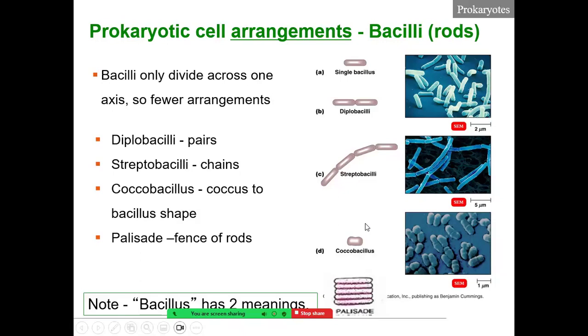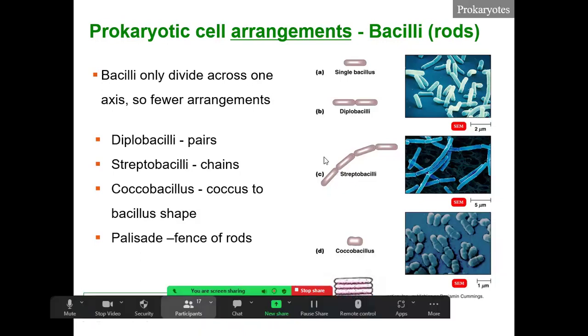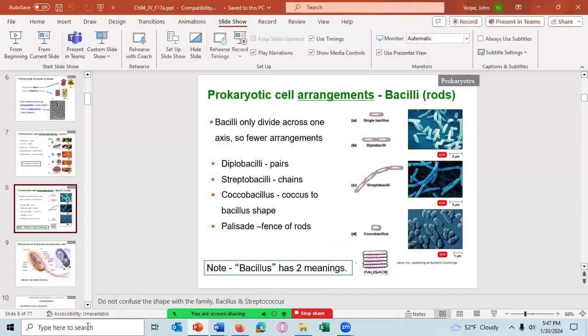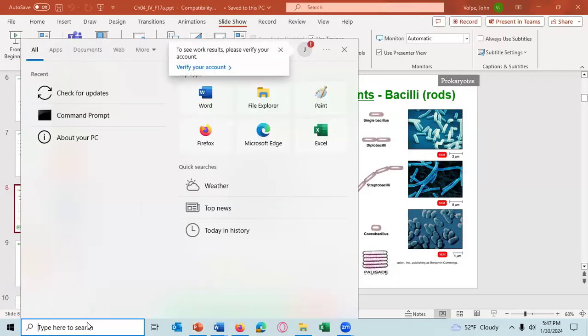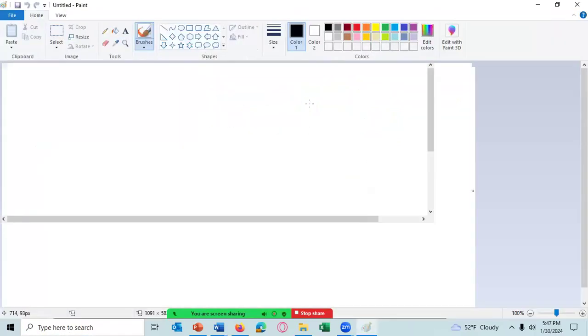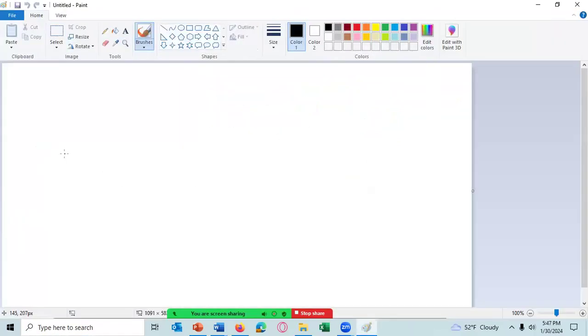The other arrangement is when the bacilli are not connected on the tips, but on the long edge. And this we call a palisade. And that's because if you flip that lengthwise, let me see if I can end the show and call up Paint. This used to be a very common fence, and that is they just put one board here, one board here, one board here.